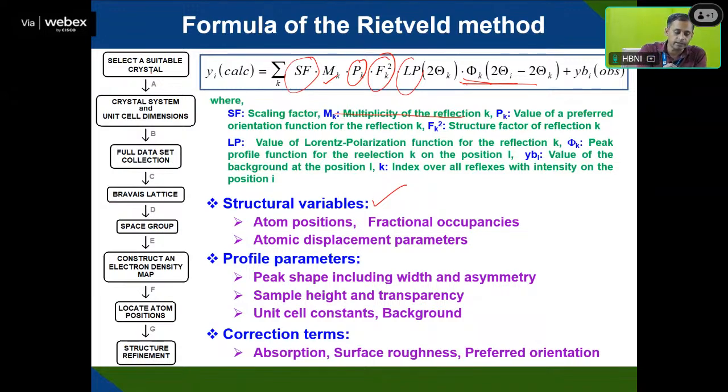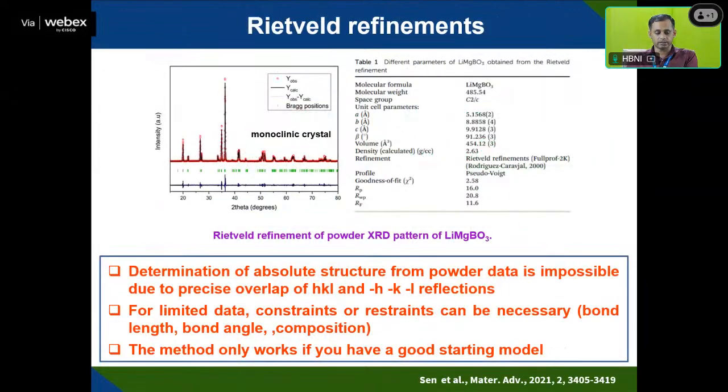Then you have to use correction terms like absorption, surface roughness, and preferred orientation. For example, you select a suitable crystal, choose the crystal system, provide the unit cell dimensions, merge the full data set collection, and use the Bravais lattice and space group. Finally, you get the structure refinement using the Rietveld analysis method.